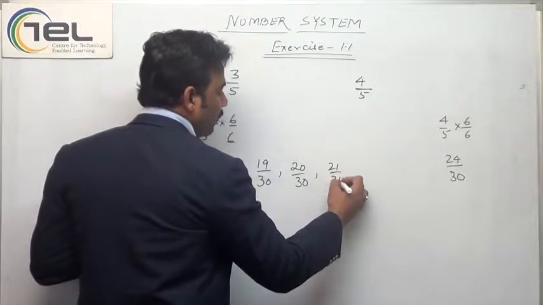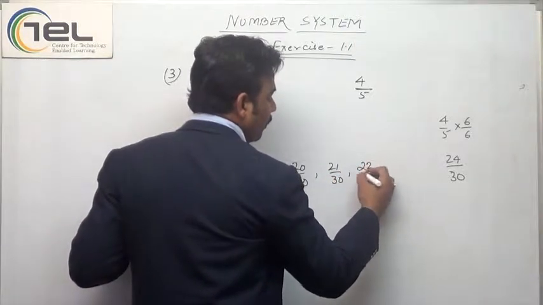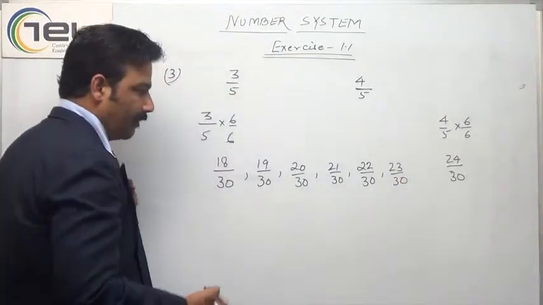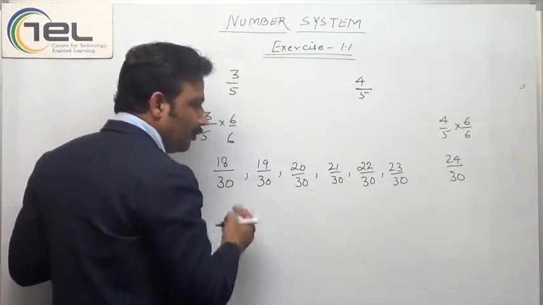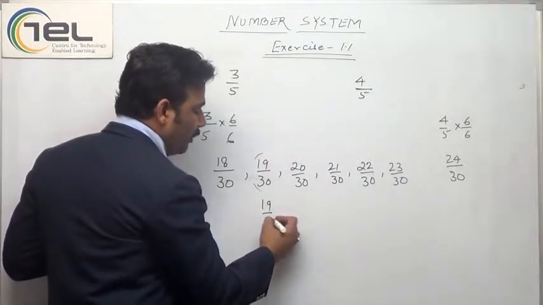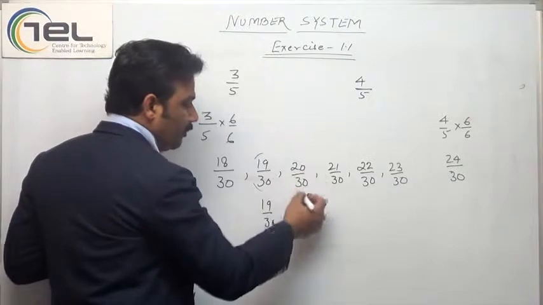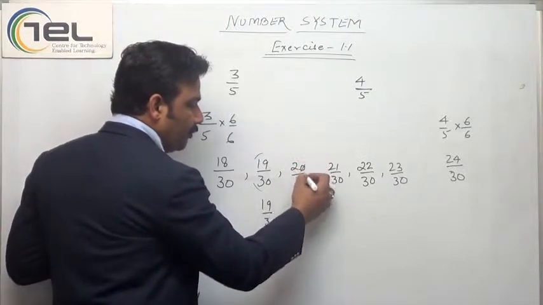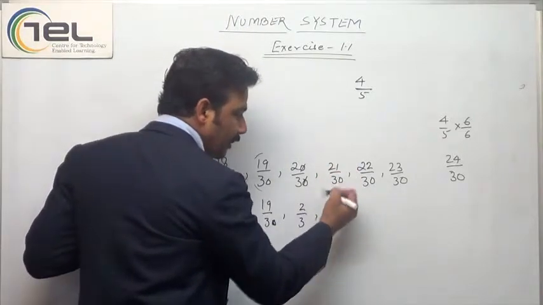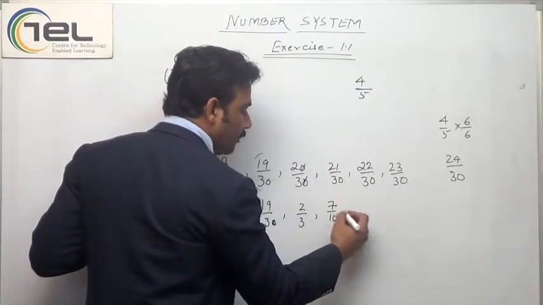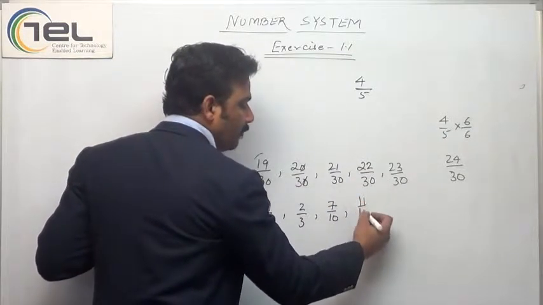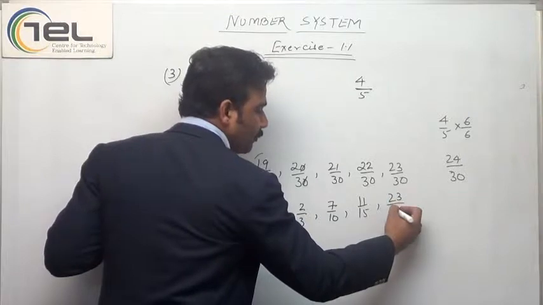21 by 30, 22 by 30, 23 by 30. I can also write them in the simplest form. 19 and 30 are co-prime, so it is 19 by 30. 20 by 30 is not co-prime, so the zeros will be cancelled. It will be 2 by 3. 21 by 30 is also not co-prime, it can be cancelled by 3. It will be 7 by 10. 22 by 30 is not co-prime, it can again be cancelled by 2. It will be 11 by 15, and it is co-prime.